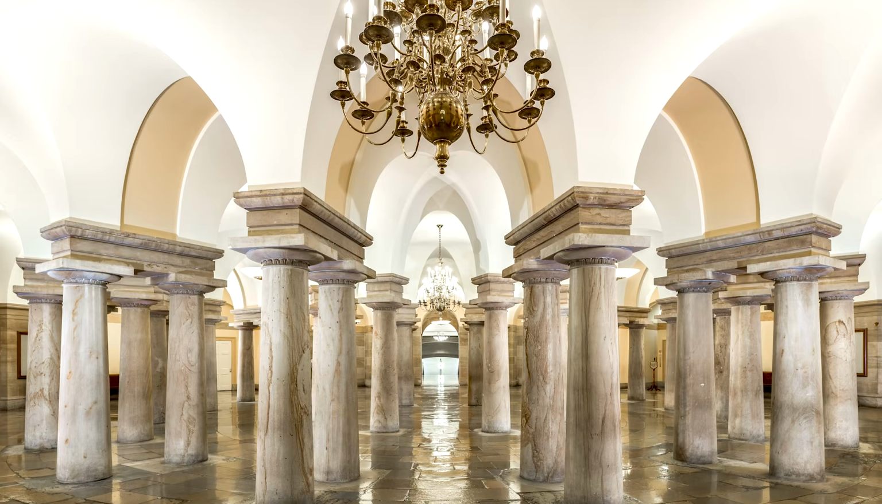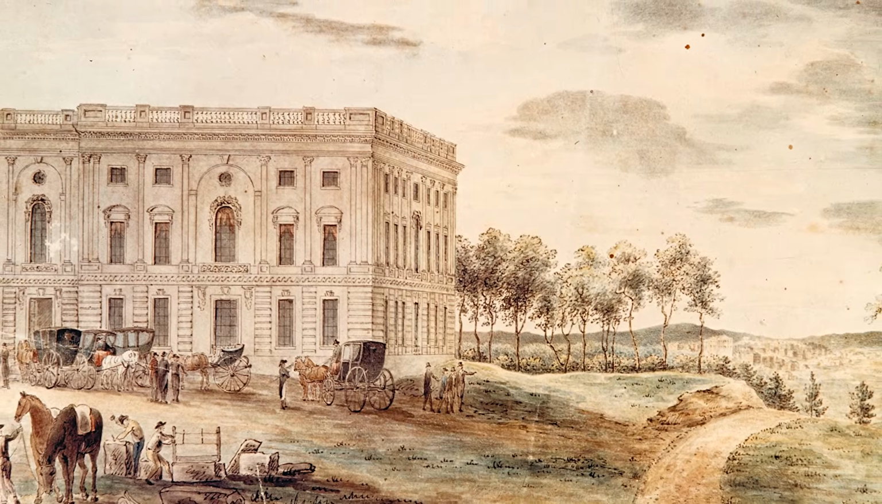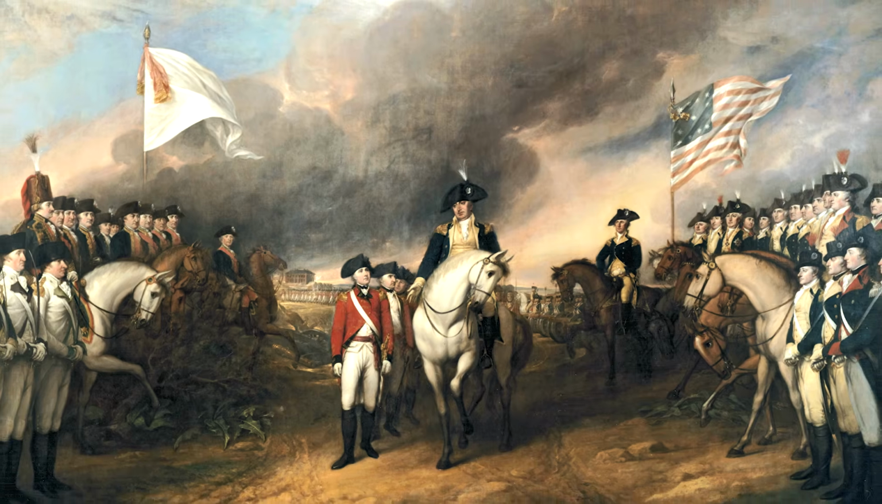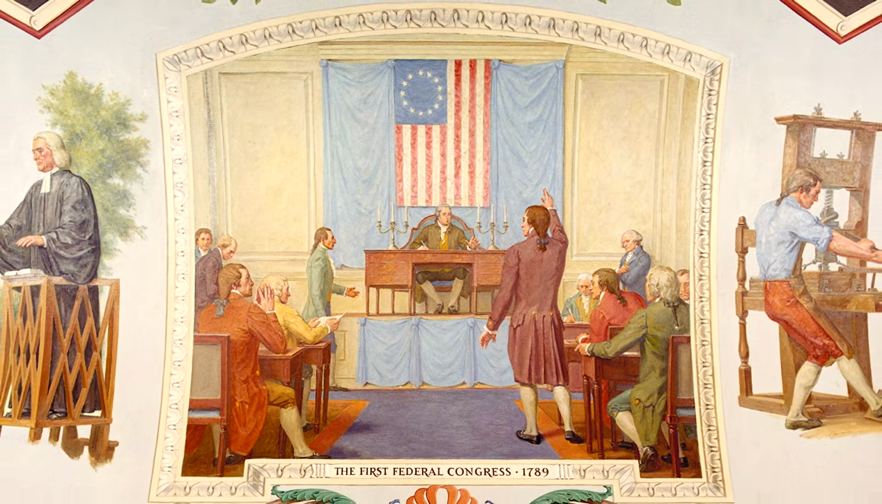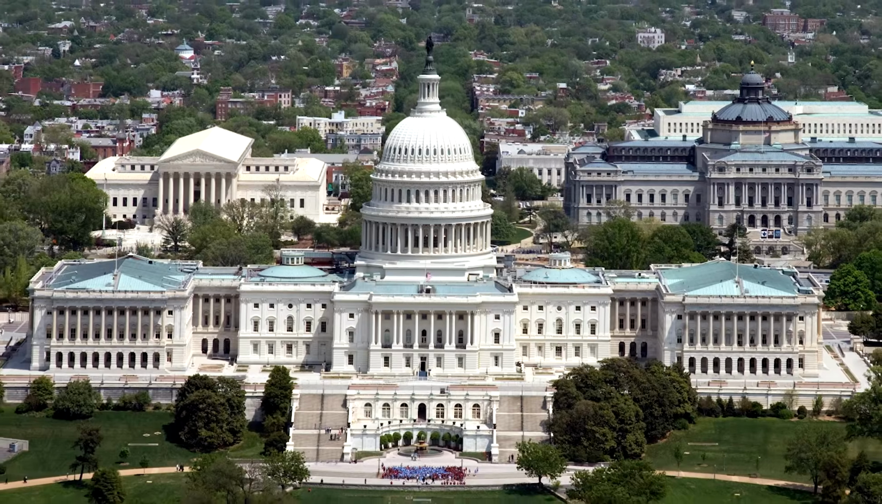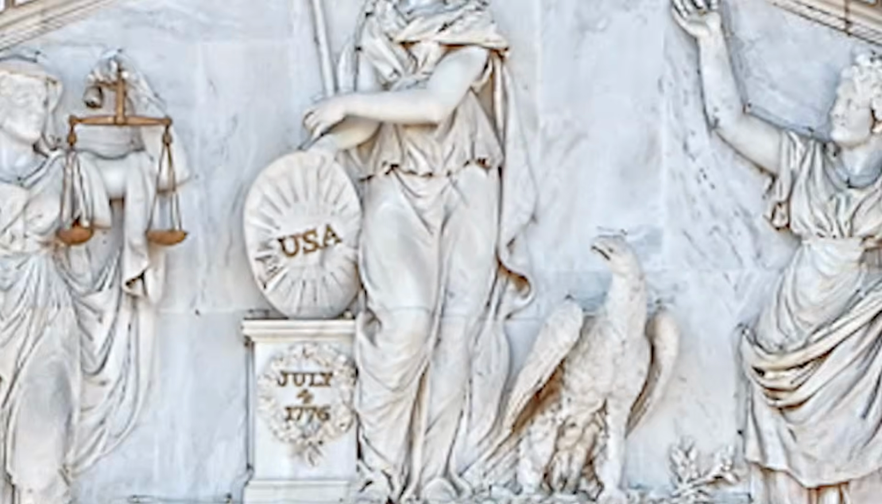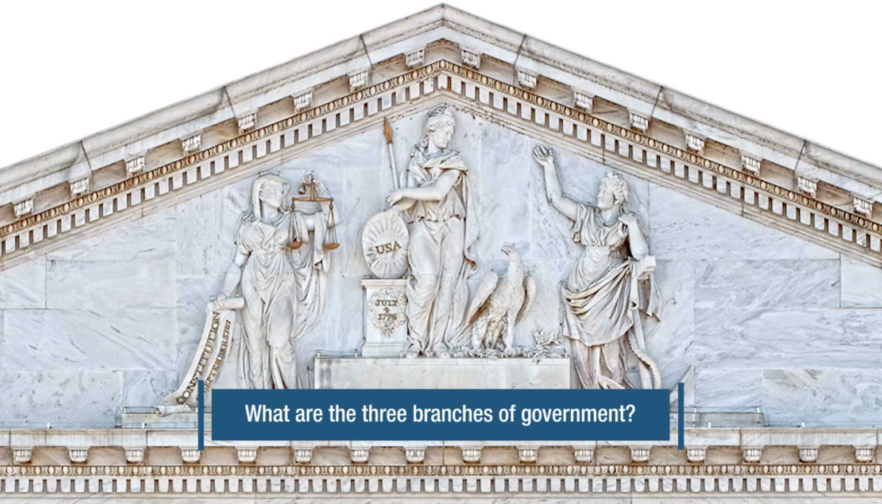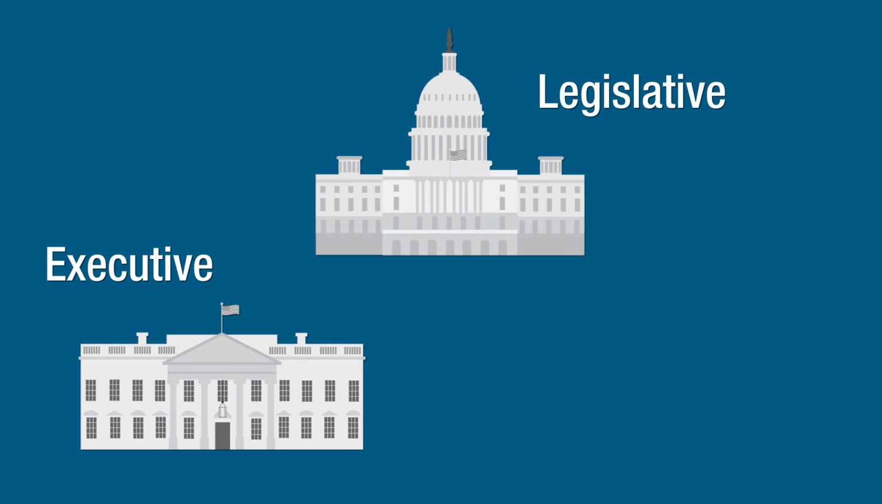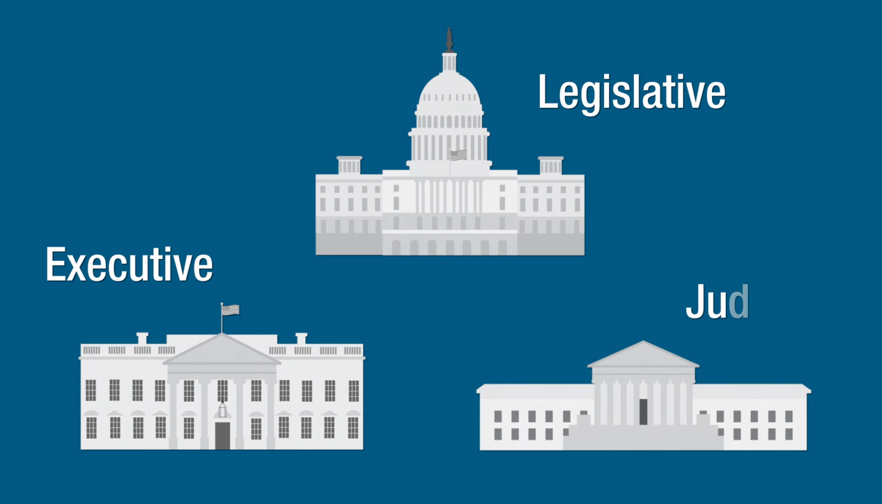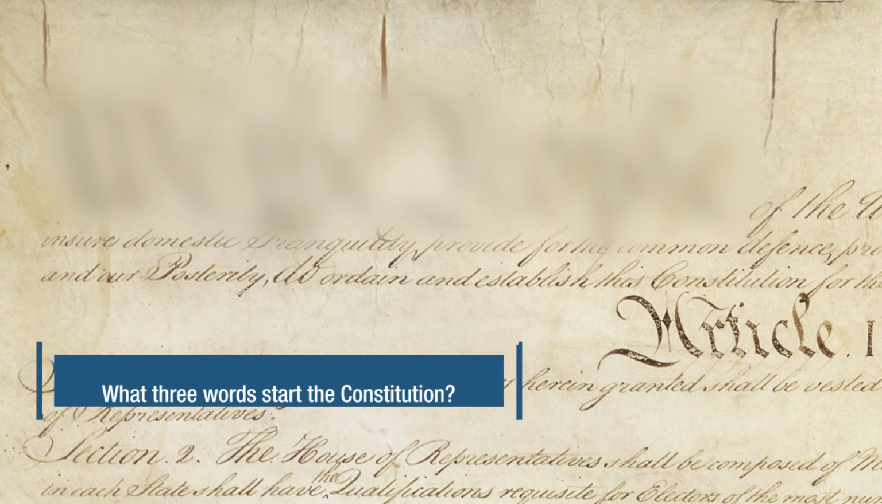Before we get into the art, architecture, and history of Congress, let's go back to the beginning of our country. The Constitution, ratified in 1788, formed a new federal government in 1789, with 3 branches of equal stature. What are the 3 branches? The legislative branch, or Congress, the executive branch, the President, and the judicial branch, the Supreme Court and the lower courts. The Constitution starts with 3 very important words. What are they?